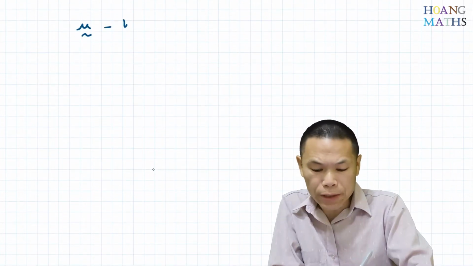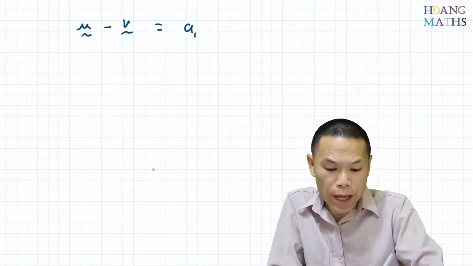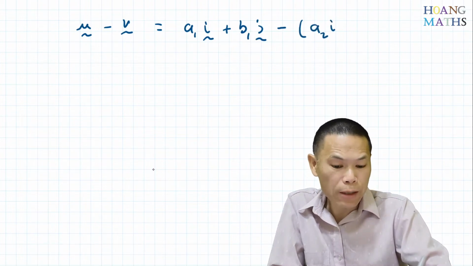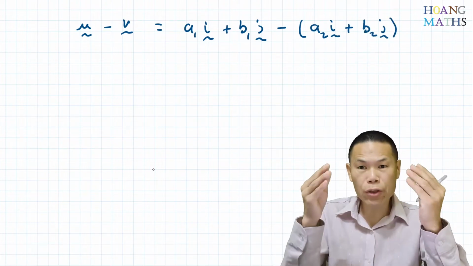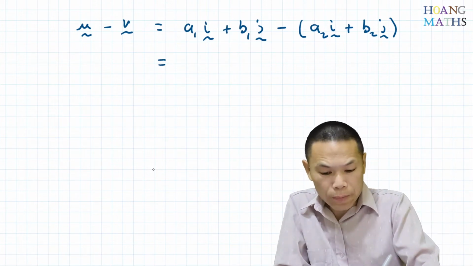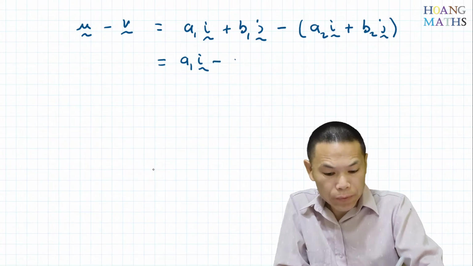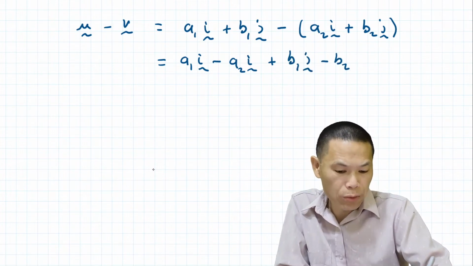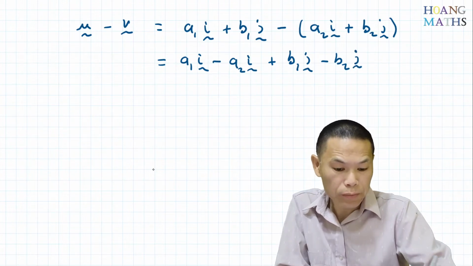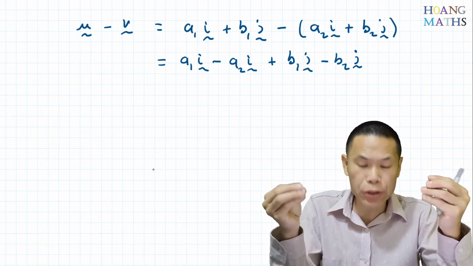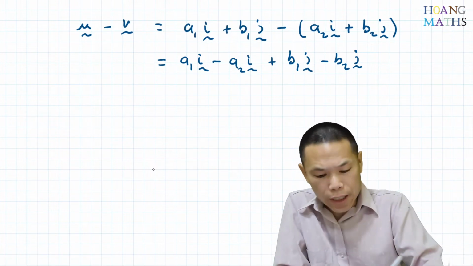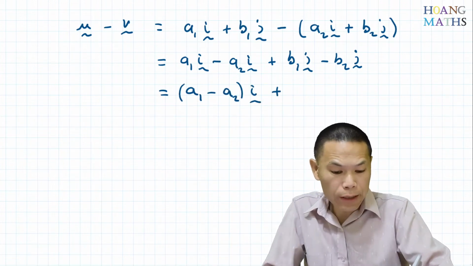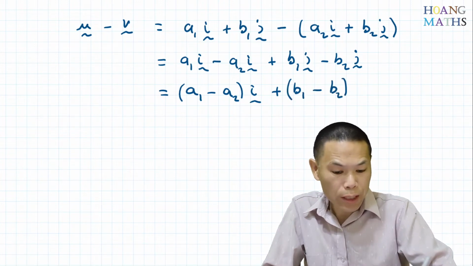So for u minus v, similarly, u we have a1 i plus b1 j, and then we minus a2 i plus b2 j. So now for the i component, we minus it, so that will give me a1 i minus a2 i, and plus b1 j, and then we minus b2 j. So we minus the i component, and for the j component, we just minus the j component, okay? So I can take the i component out, so that becomes a1 minus a2, plus b1 minus b2, and this is the j component.